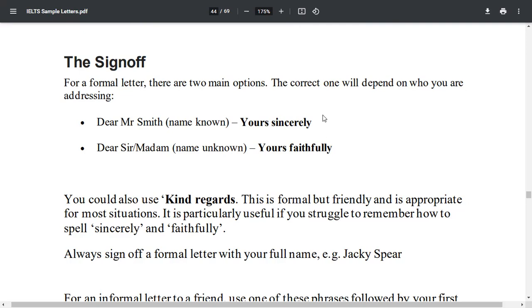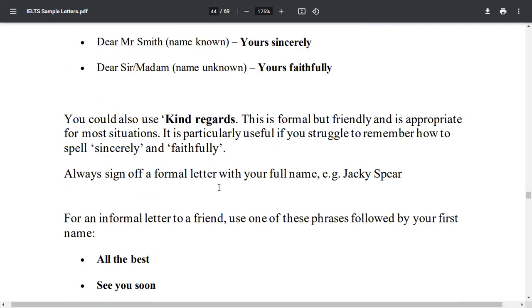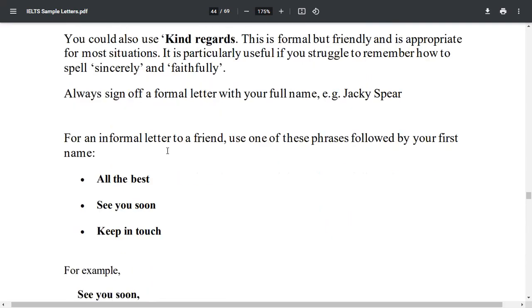So you don't have to stick to these ones, because many students confuse "Yours sincerely" and "Yours faithfully," okay? So if you don't know how to use them in the appropriate way, you can just replace them by "Kind regards," okay? And if you are writing an informal letter, as you can see in here, you don't have to end the letter by "Kind regards" or "Yours faithfully" or "Yours sincerely," because you are not being formal in the letter. You are writing to someone that you know very well, a friend.